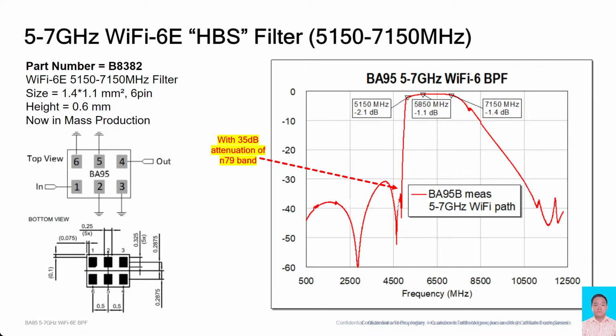Here's a look at our full band or HBS filter used in mobile phones in particular, and other IoT types of devices, where you're not breaking the 5 and the 6 gigahertz. It's one continuous, one radio, and you just go antenna to filter and just filter out the N79, for example, in this case.